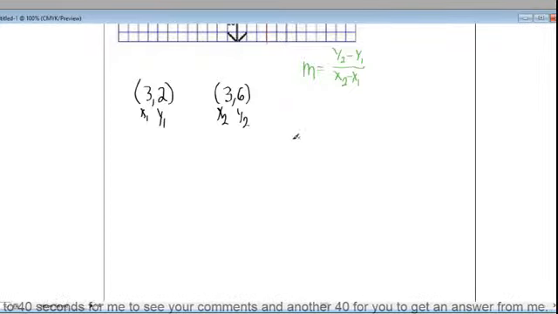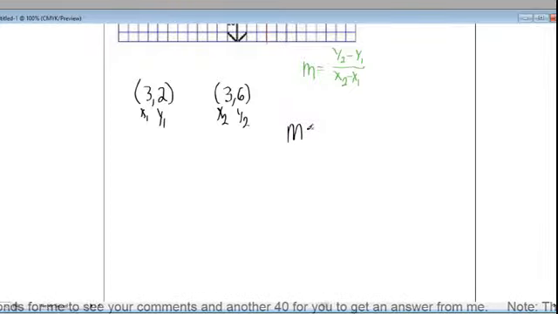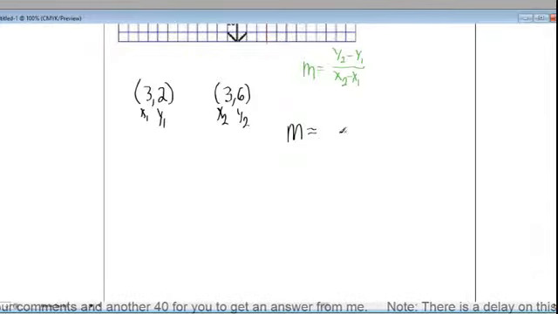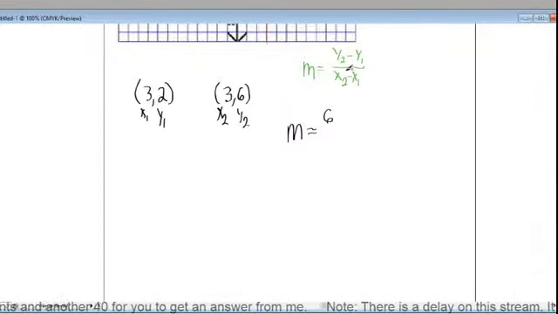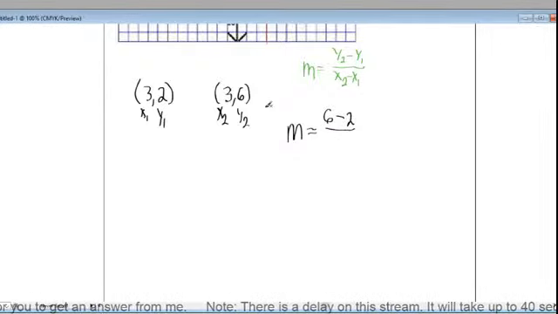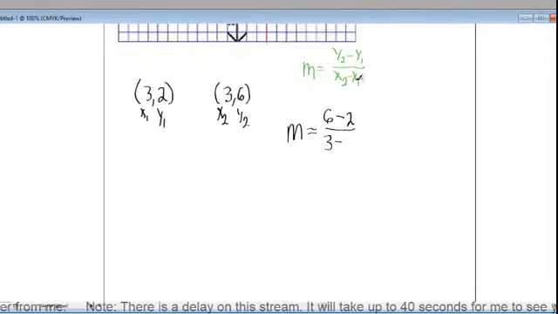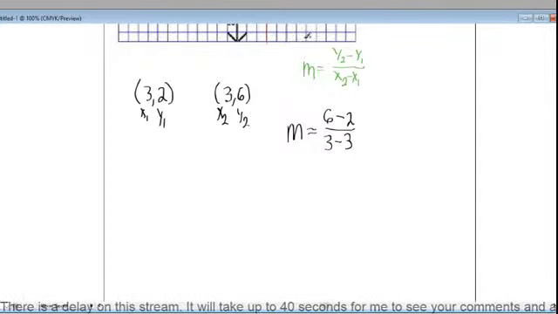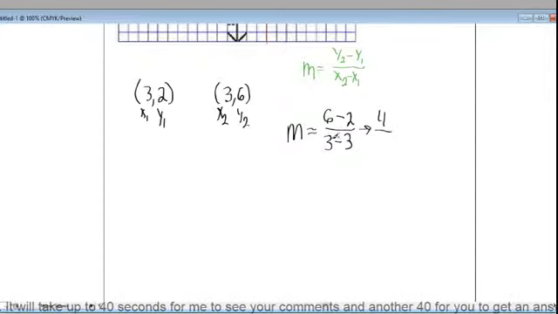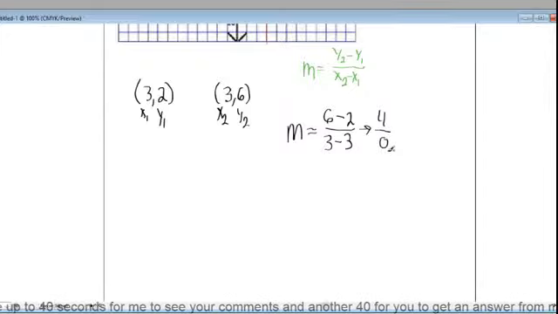So, m equals y2, which is 6, minus y1, which is 2, over x2, which is 3, minus x1, which is also 3. So 6 minus 2, that's going to give us 4. And then 3 minus 3 is 0, and that is a problem.